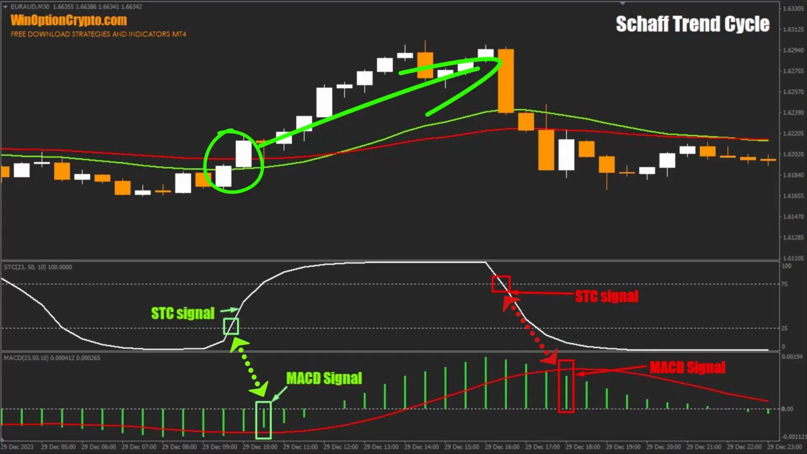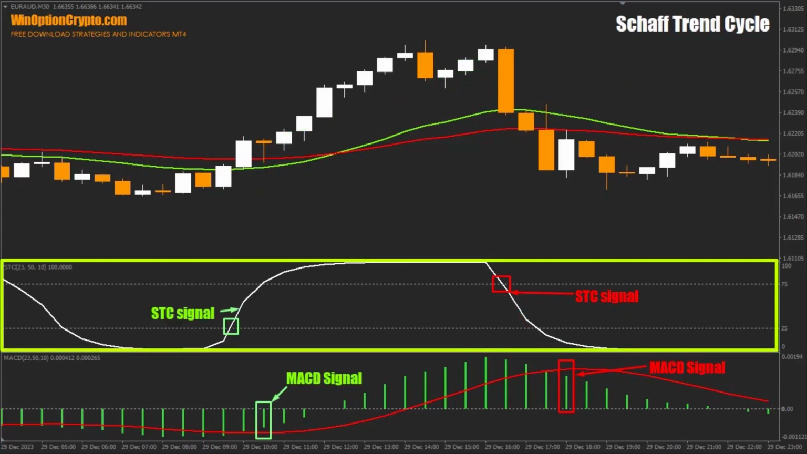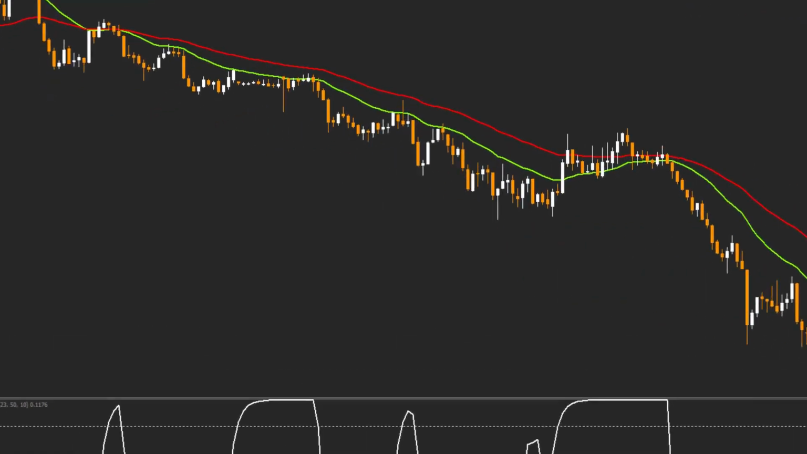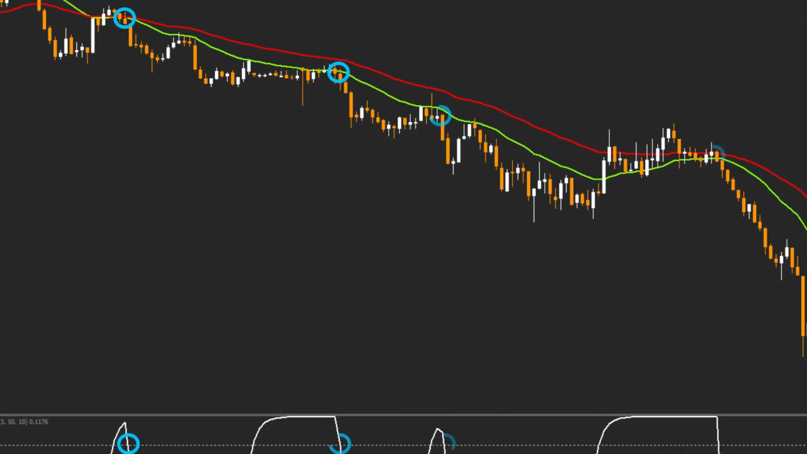For the sake of purity of the experiment, we chose the same calculation periods for both indicators. The Schaff Trend Cycle oscillator uses the intersection of its line with levels 25 and 75 as a signal to open a trade, while the MACD indicator uses the intersection of the histogram and the signal line. As we can see, Schaff Trend Cycle does a good job of identifying the minimums and maximums of trend cycles. It is perfect for identifying price waves.